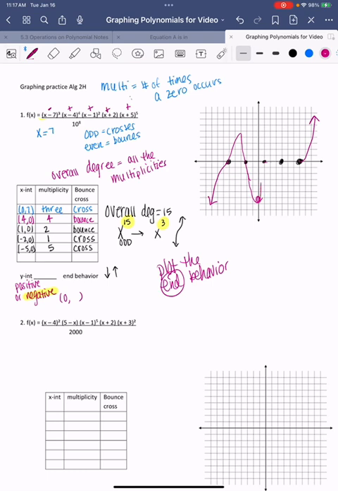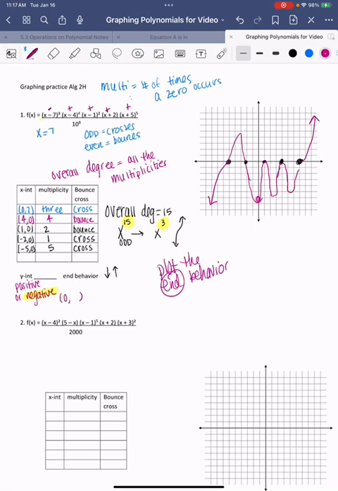I'm going to come up, bounce off, go down. I don't care how far down I go, but eventually at some point this graph is going to come back up. And now I'm at 4. At 4, I bounced. So same thing. I'm going to come up, bounce off the graph, and come back down. And at some point I come back up.